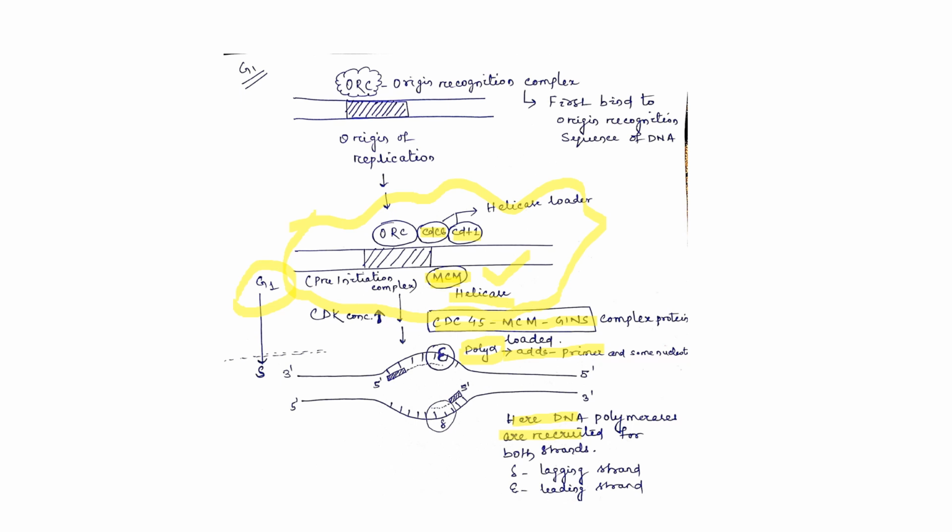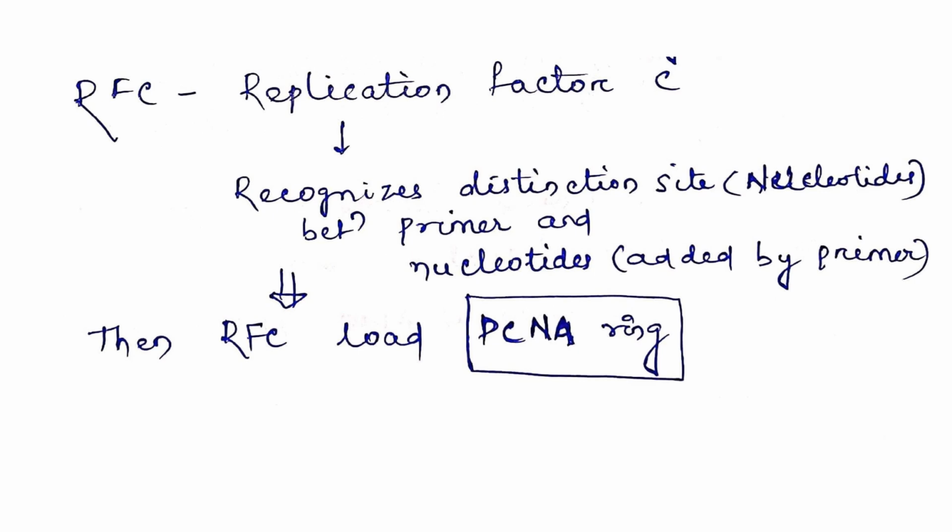So the DNA polymerization process will occur with the help of DNA polymerase epsilon in the leading strand, but in the case of the lagging strand, the DNA polymerization will be done by this DNA polymerase delta. So after that, the RFC or replication factor C recognizes the junction site between primer and nucleotides, and then this RFC will load the PCNA ring.